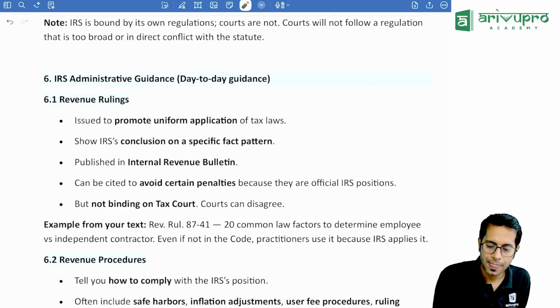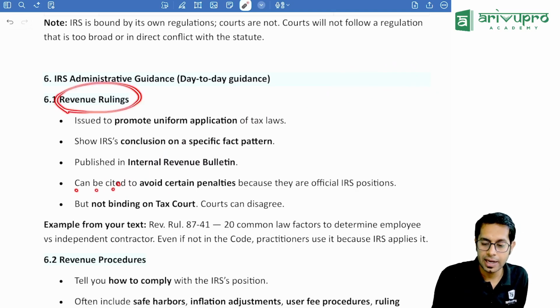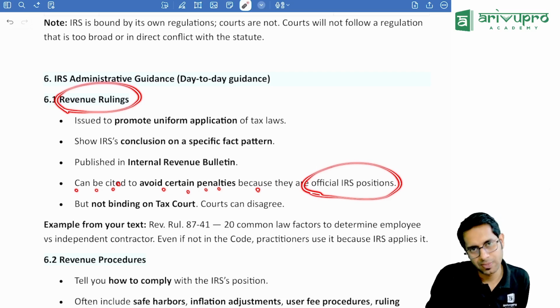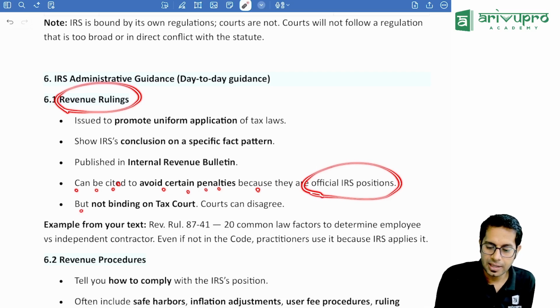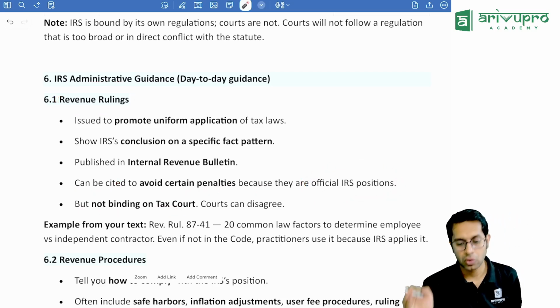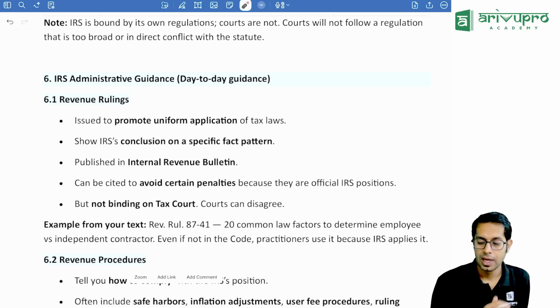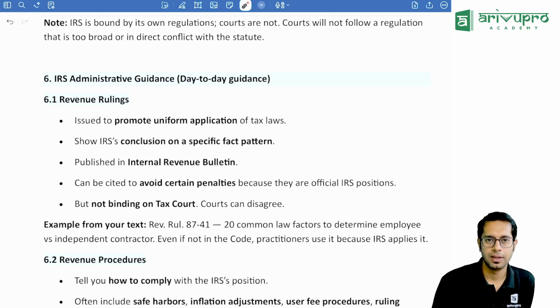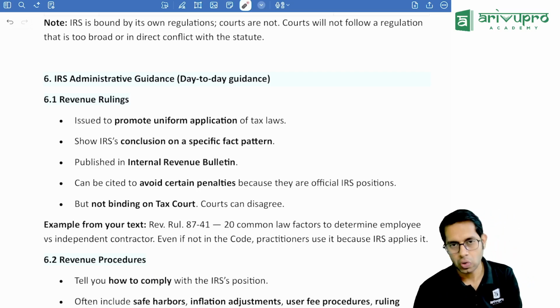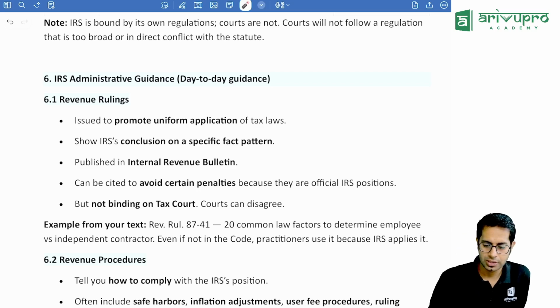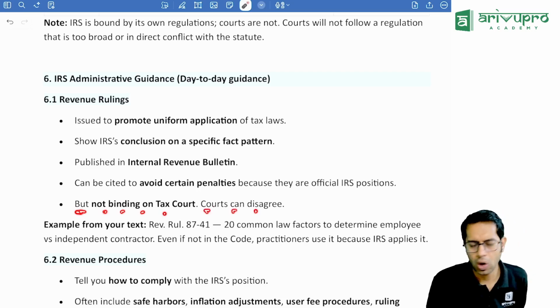So what is this point telling? Can be cited. What can be cited? Revenue rulings can be cited to avoid certain penalties because they are official IRS positions. But they are not binding on the court. The court need not follow this. The court may always disagree with the IRS rulings or revenue rulings, but I can always take the advantage if it is in my favor. They are not binding on tax courts. The court can always disagree.